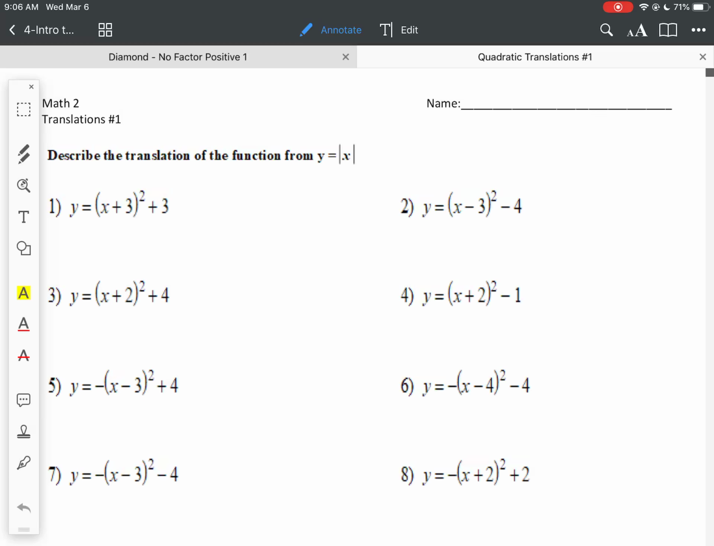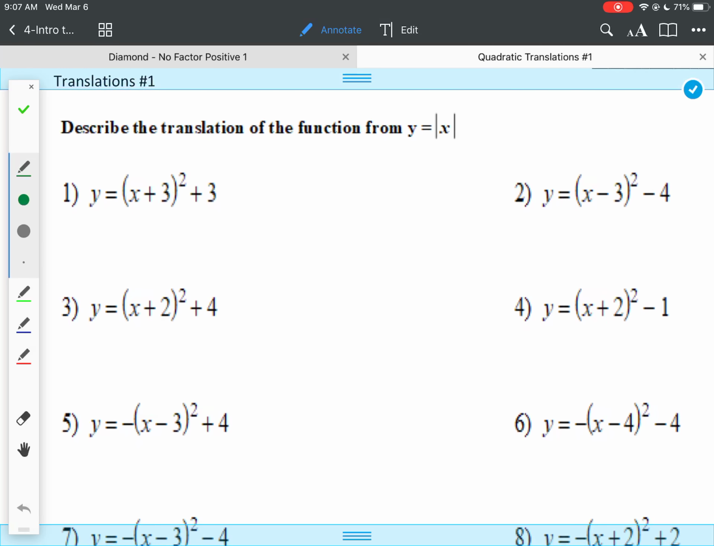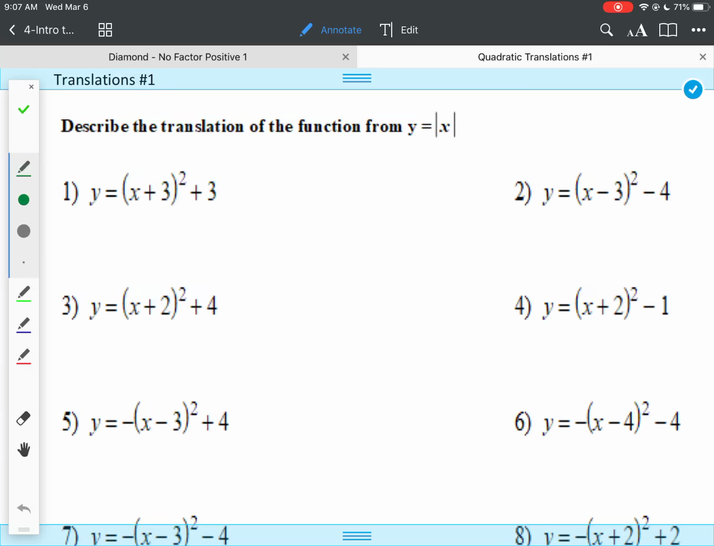Alright guys, this is the translations part of quadratic functions. It works the same way. First of all, I want to say it works the same way as the translations we did with the absolute value. Okay, as you can see, I didn't change a whole lot on this page from absolute value because this is still absolute value. It should say y equals x squared.